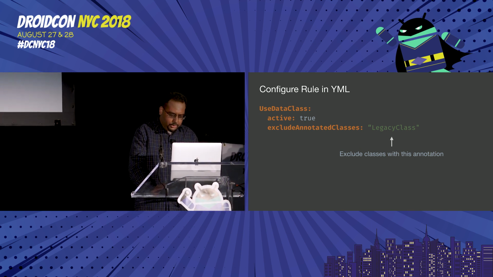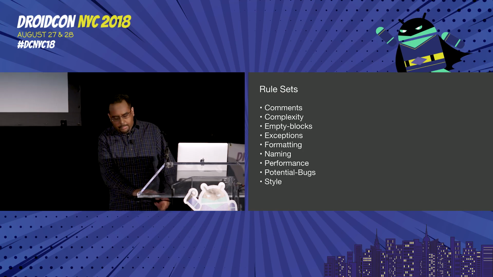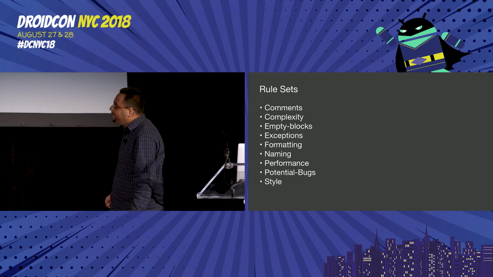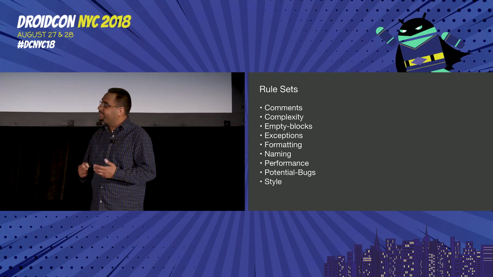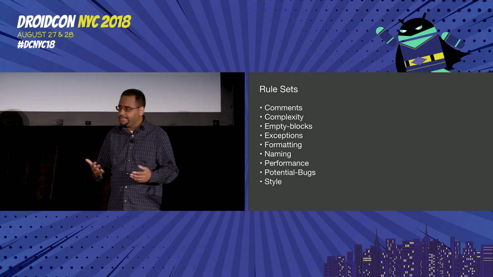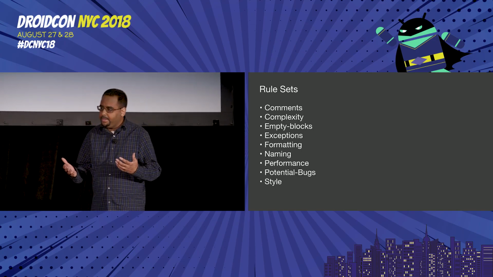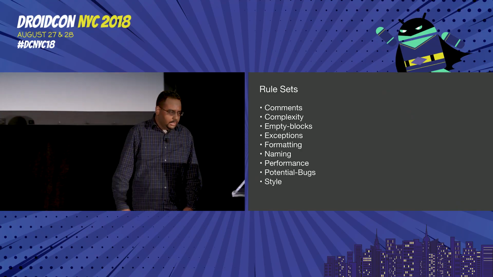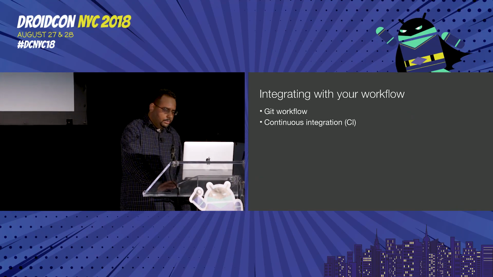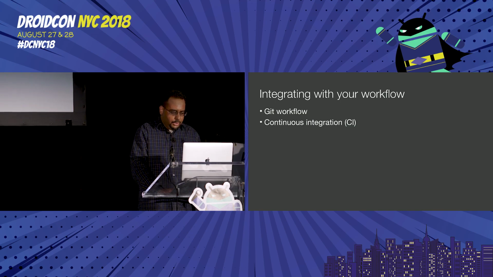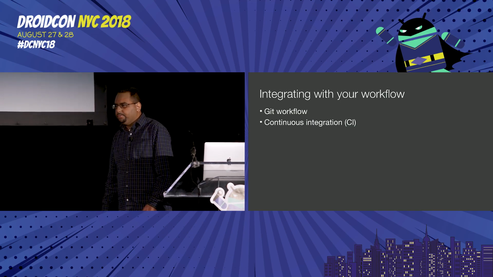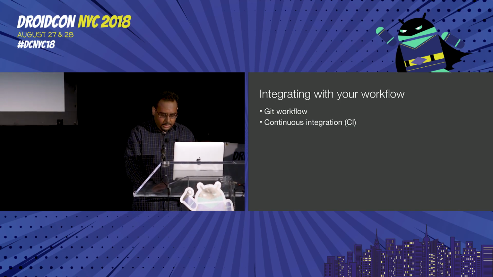So those are some simple rules, right? And there are many, many more rules that Detekt has for following best practices for exceptions, not throwing generic exceptions, and also auto formatting. So those are the simple rules. I won't go over all of them, but how do you integrate that into your workflow? How do you integrate Detekt?